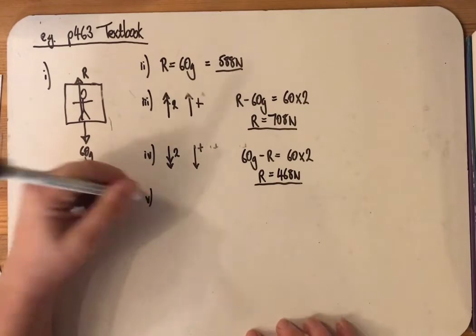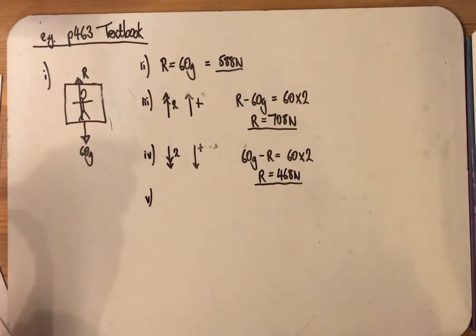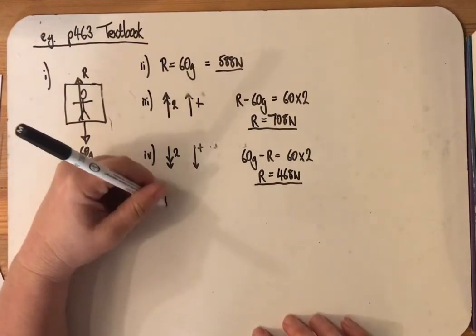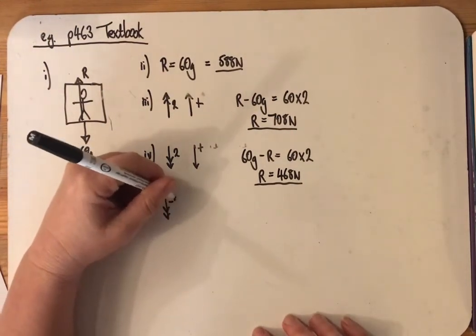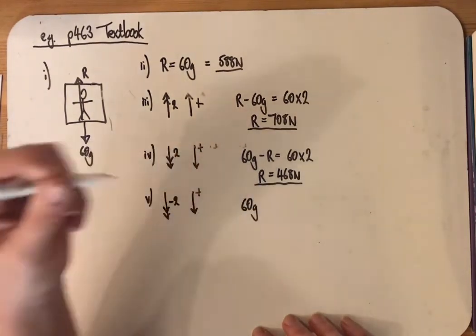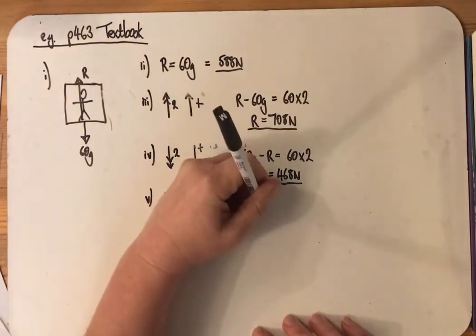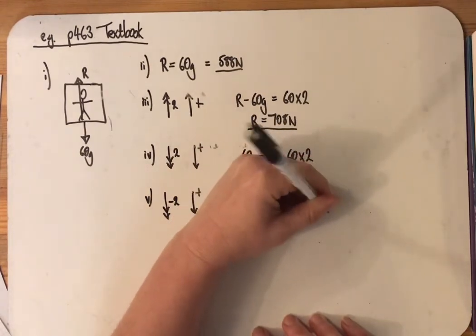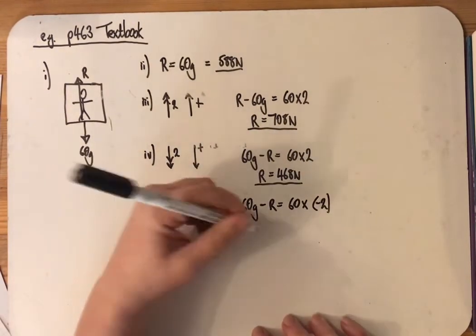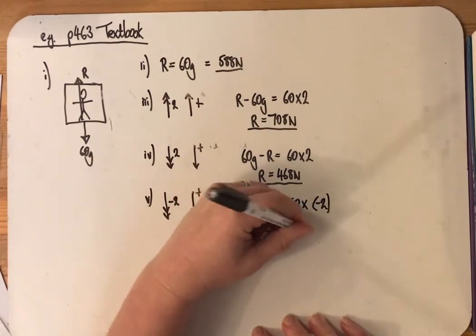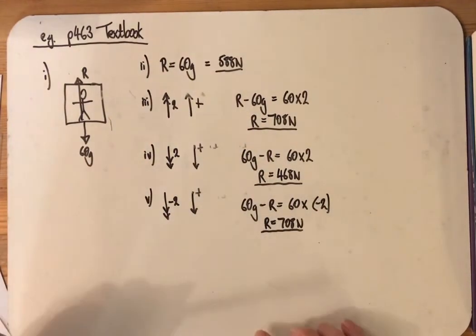And then part 5, the lift is moving downwards and slowing down with the deceleration. So because it's moving downwards, I would keep positive down, but because it's slowing down, the acceleration would be minus 2. So we end up with the equation of motion as being 60G minus R is equal to 60 times negative 2, and then R comes out as being 708 newtons, as it was up here. So I'm hoping that makes sense, okay?